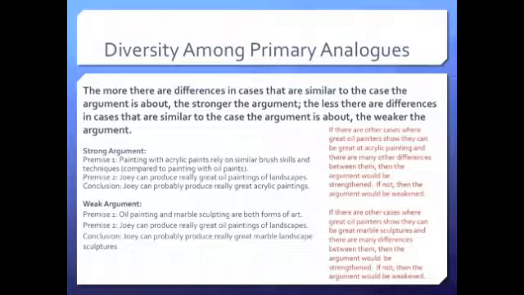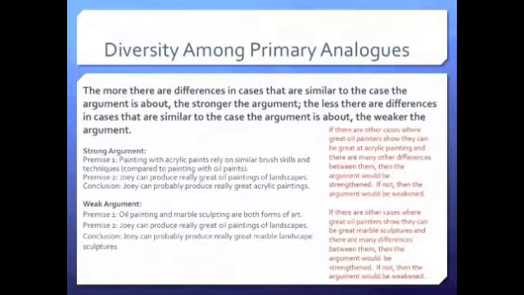Now, this would be the case also with the weak argument we have here. If there are other cases where great oil painters show they can be great marble sculptors, and there are many differences between them, then the argument would be strengthened. If not, then the argument would be weakened. Again, the reason for this is because finding many differences between primary analogs would show or help indicate that the similarity that the argument has suggested can support the inference from the premises to the conclusion.